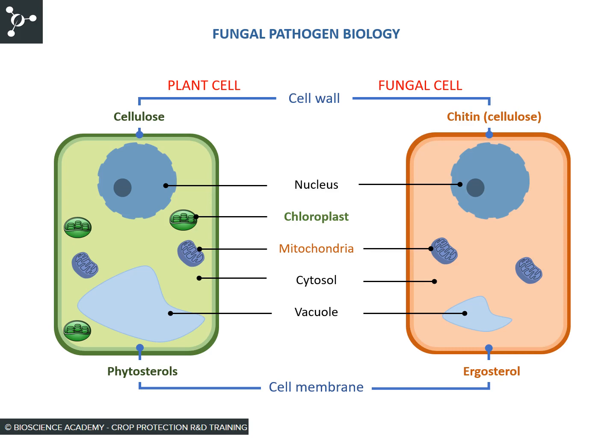We begin with an overview of fungal pathogen biology, differentiating between plant cells and fungal cells and identifying specific metabolic processes which may be targeted by fungicides while giving selectivity between inhibition of fungal metabolism and plant metabolism.